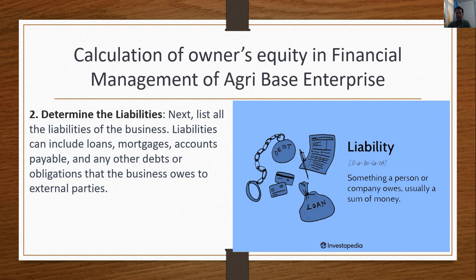Then you should also determine the liabilities. The liabilities are something a person or company owes, usually an amount of money. So we need to list all the liabilities of the business. This includes loans, mortgage, accounts payable, and other debts or obligations that the business owes to external parties.